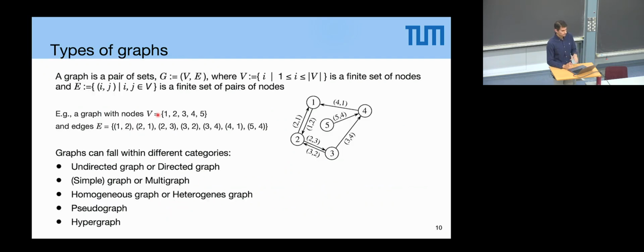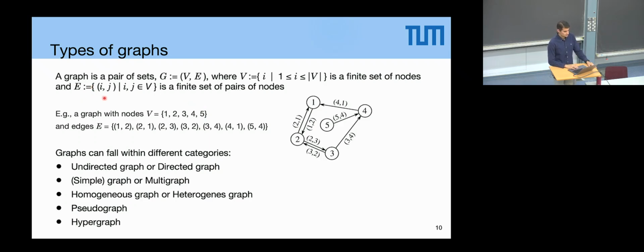Okay, so here we have the formal definition of a graph. A graph consists of two sets. First we have a set of nodes, which we will assume to be finite, and then we have a set of edges, which will also be assumed to be finite.